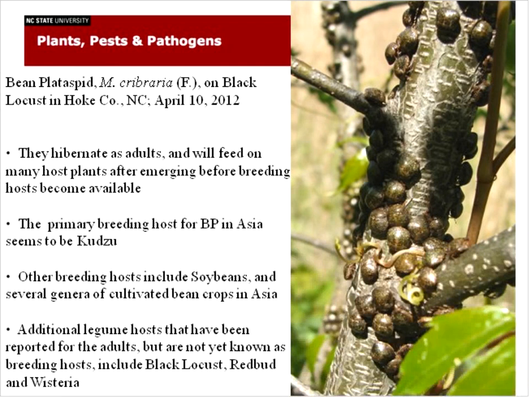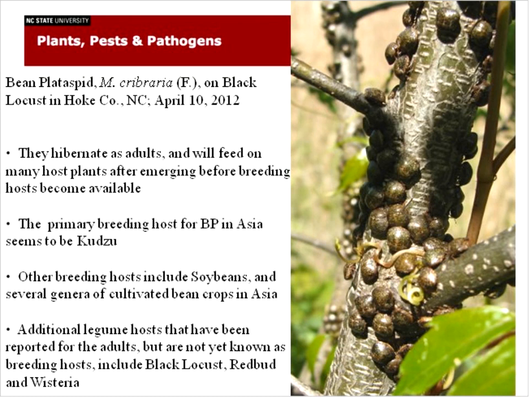We are getting these things on a number of host plants, some of which had not previously been reported. The bean plataspid hibernates as an adult, and when it emerges in the spring, it's out there before its natural legume breeding hosts are available. So it seems to feed on a very wide range of plants. In its native habitat in Southeast Asia, the primary breeding host for this species seems to be kudzu, but it will also breed on some other legumes, such as soybeans, and there are several additional genera of cultivated beans in Asia that can serve as potential hosts, but as I say, kudzu seems to be the preferred host.